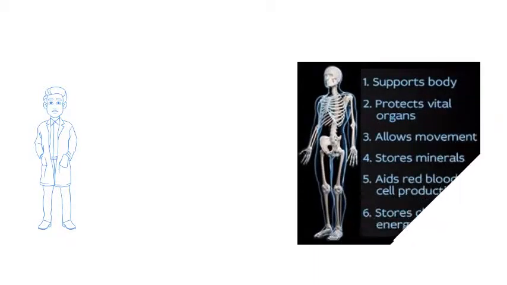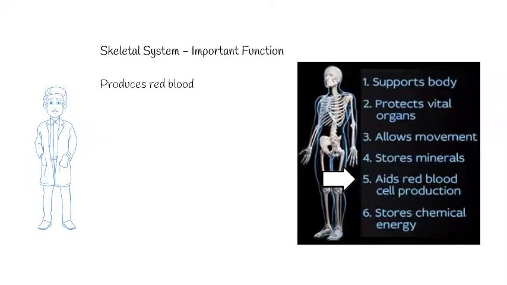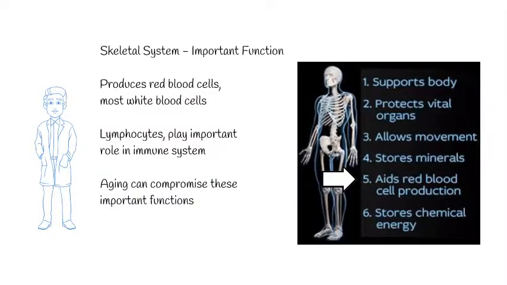Bone marrow produces 200 billion red blood cells, 10 billion white blood cells, and 400 billion platelets each day. Lymphocytes direct the body's immune system. Unlike other white blood cells, they can recognize and remember invading bacteria and viruses, therefore playing an important role in the immune system. Aging, deconditioning, degeneration of the skeletal system might compromise these very important functions.